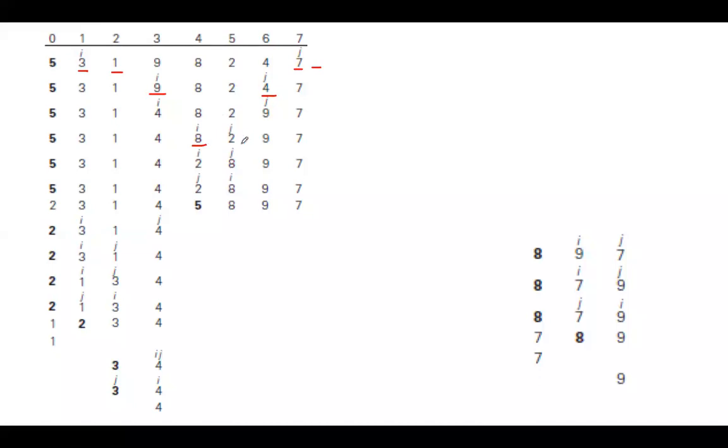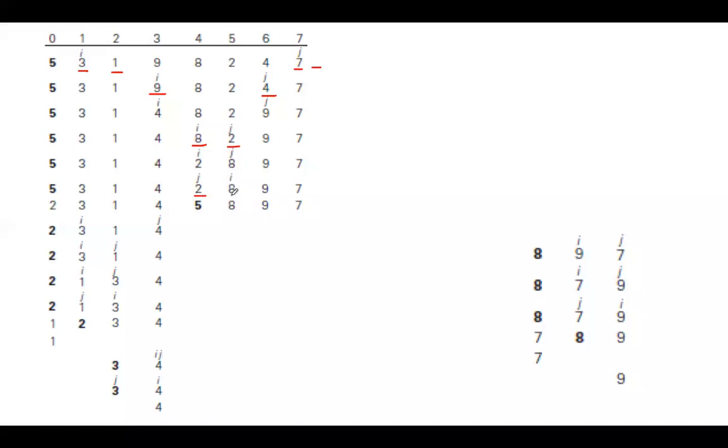j is here. Decrement j. A of j is less than 5. This condition is also true. So we'll stop the increment and decrement process. We are going to swap these two things. 2 will appear here. 8 will come here. Is it clear? Next step, increment I and then decrement j.